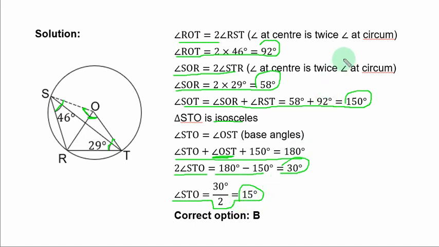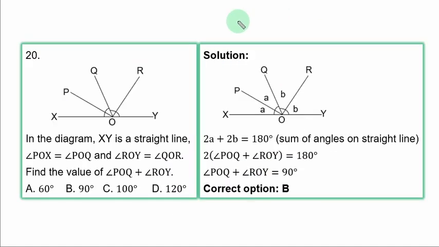B is the correct option. Question 20. In the diagram, SY is a straight line. Angle POS is equal to angle POQ, and angle ROY is equal to angle QOR. Find the value of angle POQ plus angle ROY.